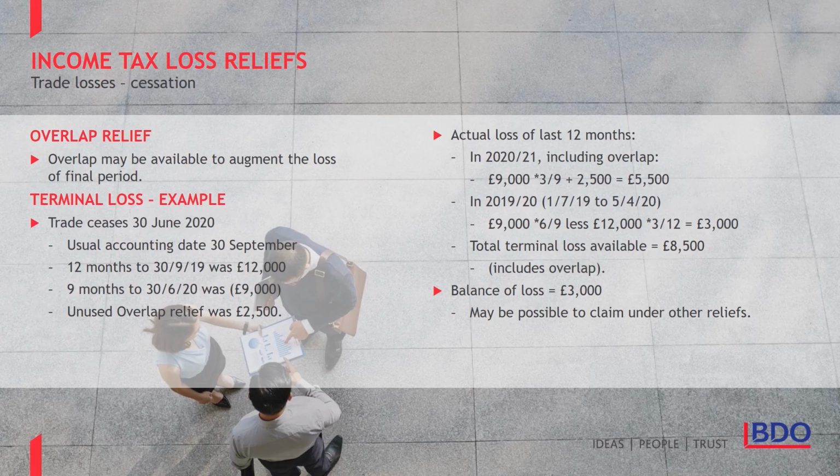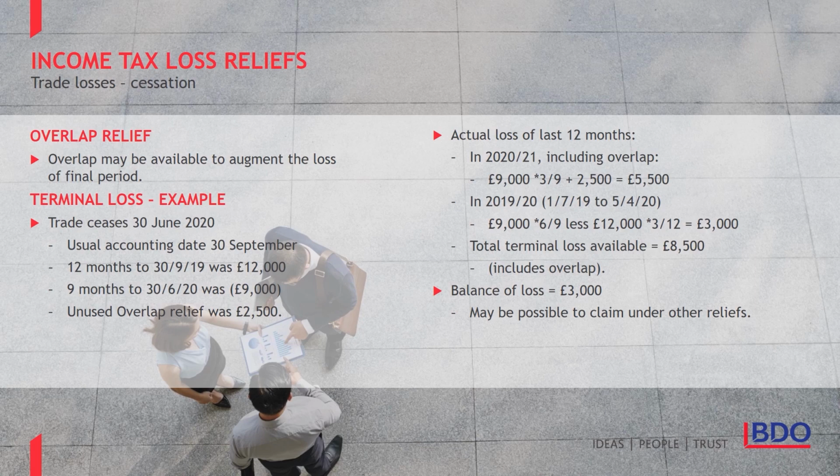Returning to the terminal loss claim, this slide gives an example of how the terminal loss available for relief is calculated. The start point is to identify the terminal loss period. This is the 12-month period immediately prior to cessation. In practice, as illustrated in this example, the final 12 months will often not neatly coincide with a 12-month accounting period, and it will be necessary to factor in the relevant portion of the profit or loss from the penultimate accounting period into the terminal loss calculation.